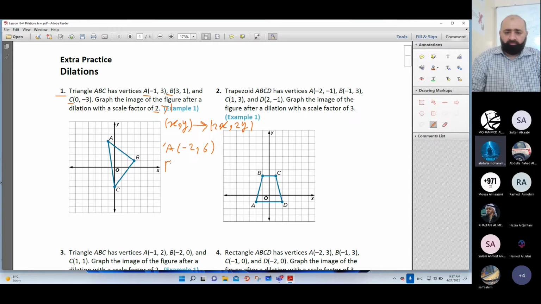Then find B prime. 3 times 2 will be 6, and 1 times 2 will be 2. Then we have C prime. 0 times 2 will be 0, and negative 3 times 2 will be negative 6. Then represent A prime, B prime, C prime. Negative 2 is here, and 6 in the y: 1, 2, 3, 4, 5, 6. So this is A prime.